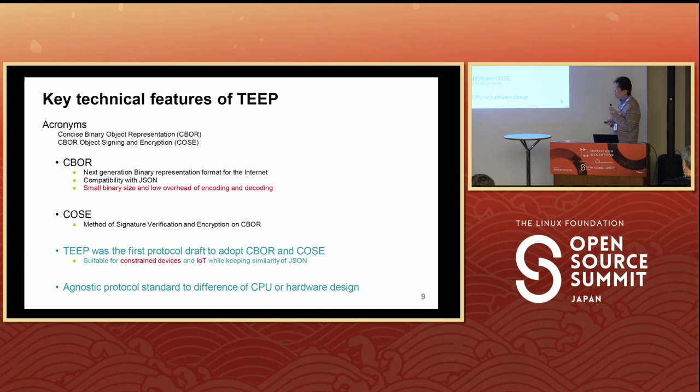There are too many IETF acronyms. The format of SUIT is called CBOR. CBOR is Concise Binary Object Representation, and the way to use that format for authentication and encryption is called COSE, CBOR Object Signing and Encryption. So signing and encryption is used with CBOR.